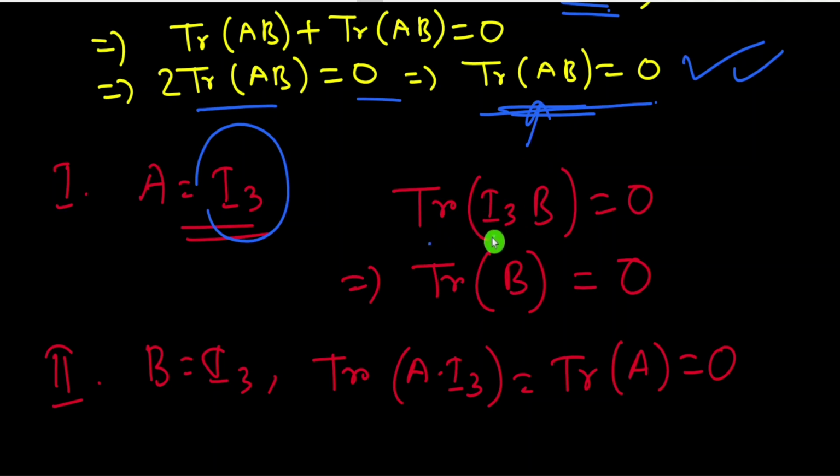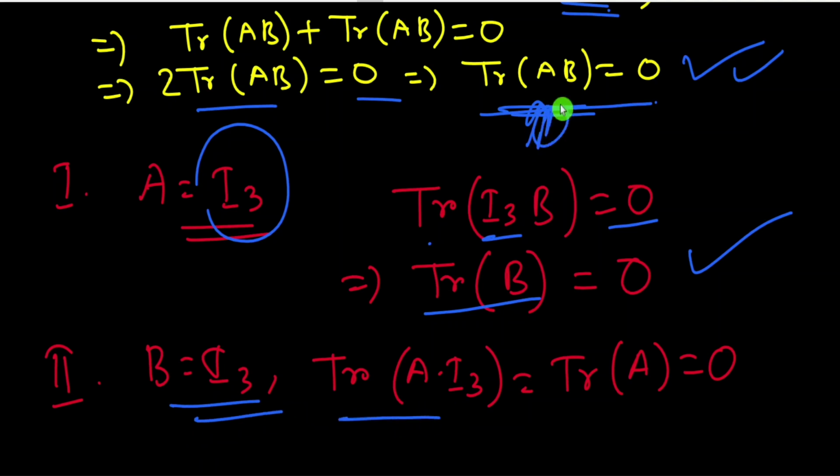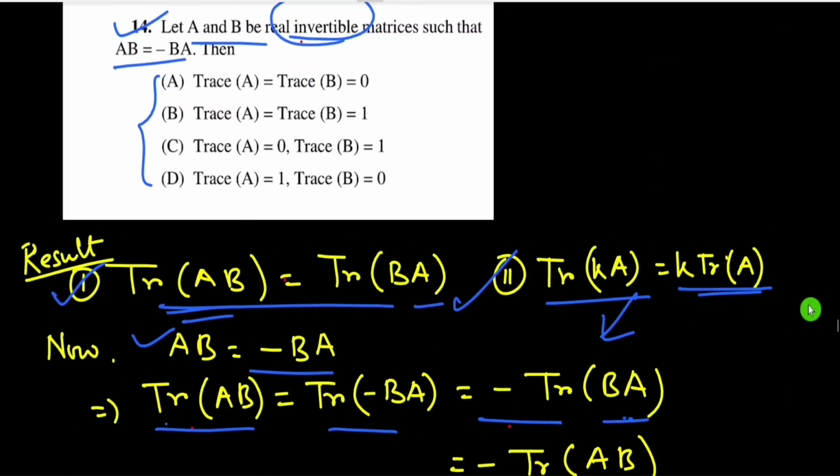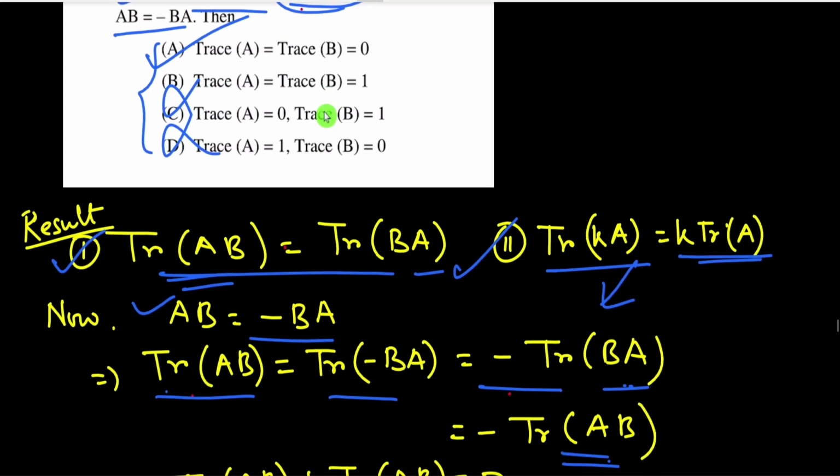So trace of I3 into B equal to 0, which gives trace of B equal to 0, since I3 into B or B into I3 is equal to B. And if we take B equal to I3, then from this we get A into I3 equal to trace of A equal to 0. Therefore trace of A and trace of B both are 0. Option A is correct here and the remaining are incorrect.